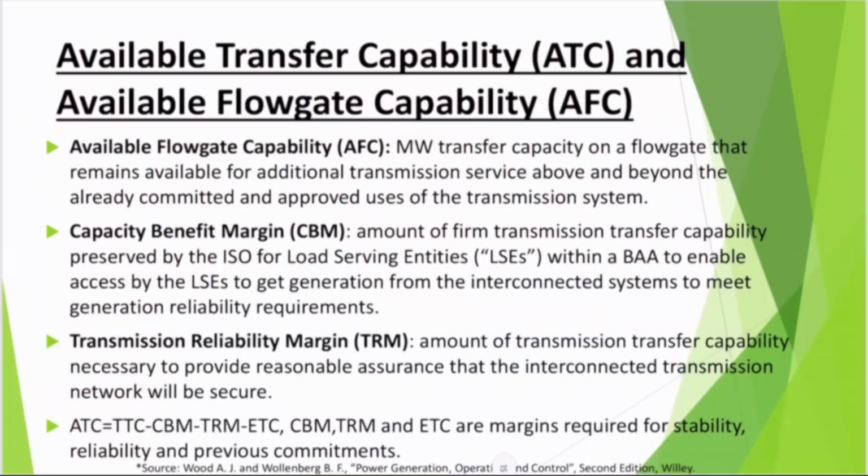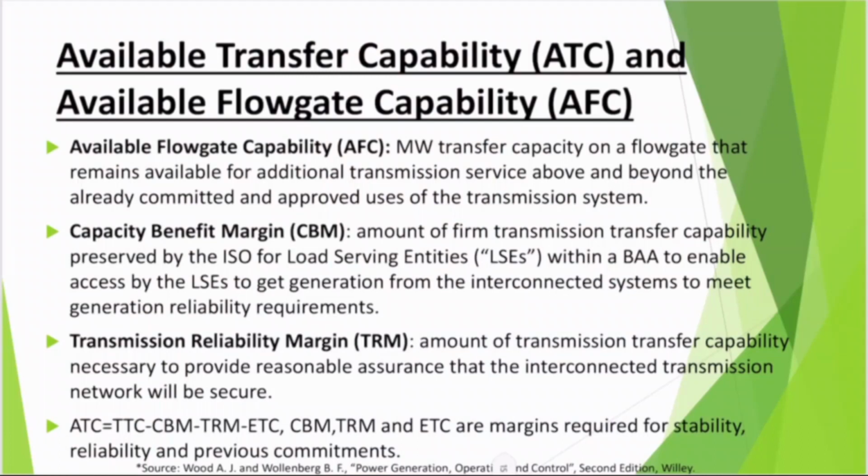Now, let us focus on what ATC is. As I told you, ATC is nothing but the available transfer capability. For a transmission corridor, ATC will be the total transmission transfer capability, TTC, minus CBM, that is capacity benefit margin, which is related to reliability contingency studies, minus TRM, which is transmission reliability margin, and minus ETC will give you the value for your ATC. So CBM, TRM, ETC are the margins required for stability, reliability, and previous commitments.